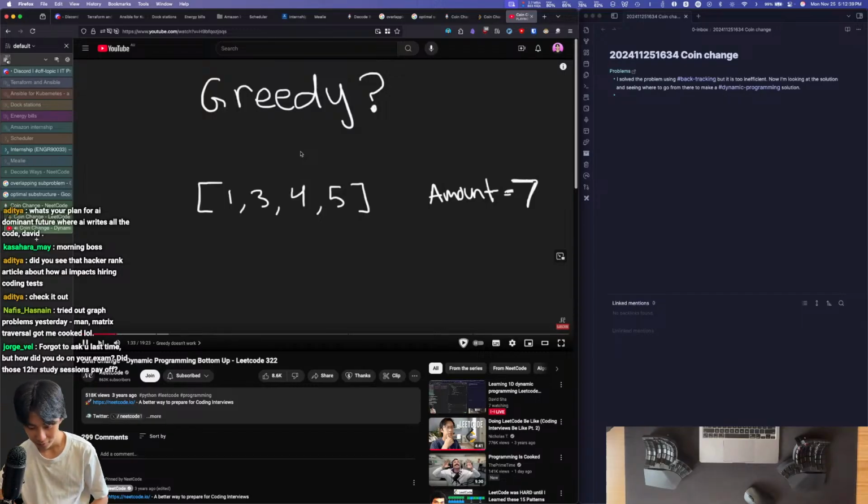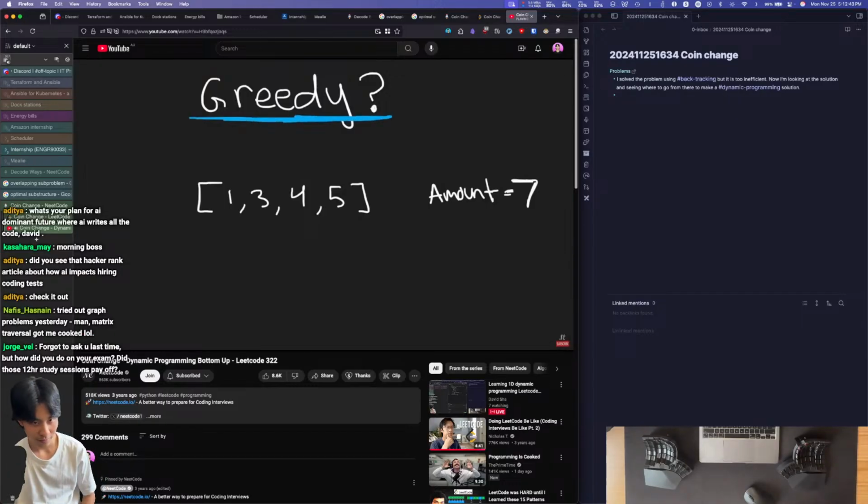One idea might be, can we just be greedy? Let's look at this example. Let's say these are our coins 1, 3, 4, 5, and we want to sum up to 7. When I say greedy, I mean, okay, we want to sum up to 7, so let's just start at the biggest coin we have. So let's start at 5. Now let's look at the biggest coin again, 5. If we add a 5 here, we know we're going over the total amount 7, so we don't add another 5.